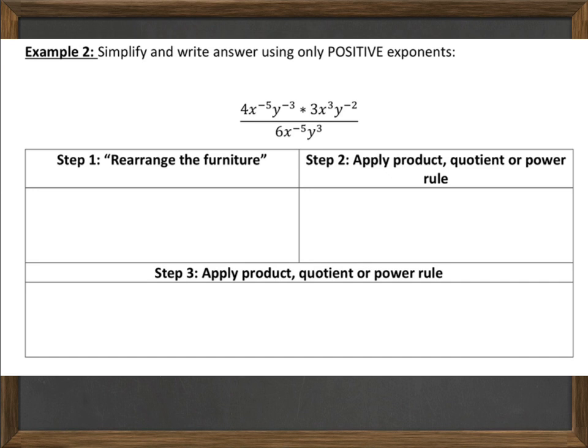Okay, so like I said, the first thing I like to do, you don't have to, but this is what I like to do, is to move things around. I like to rearrange the furniture. So if I look at this expression, I can see, especially in the numerator, that it would be good to move things around so that it is more apparent what rules I can apply. So I'm going to say it's 4 times 3 times x to the negative 5th power times x to the 3rd power. Notice I'm crossing things off as I go so I don't forget anything or accidentally write something twice. Okay, then we have y to the negative 3rd, and then we have y to the negative 2nd power.